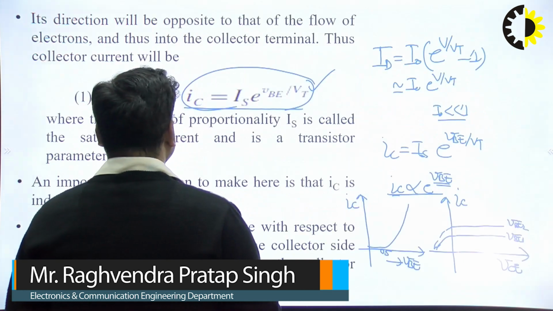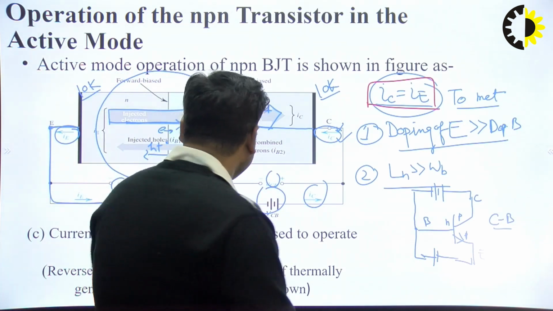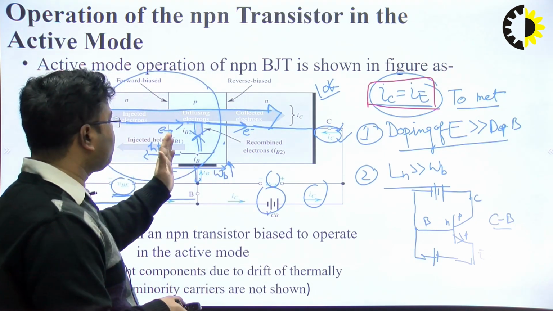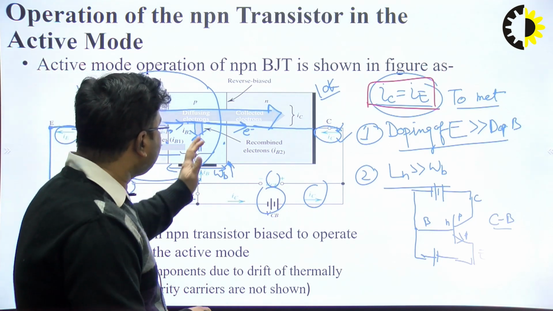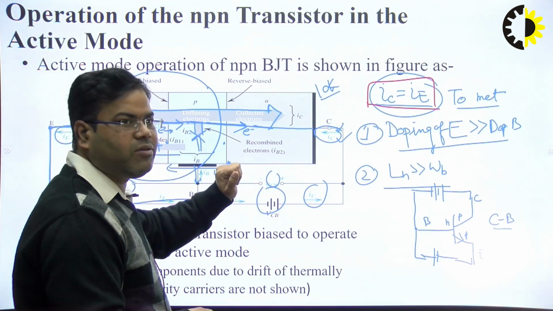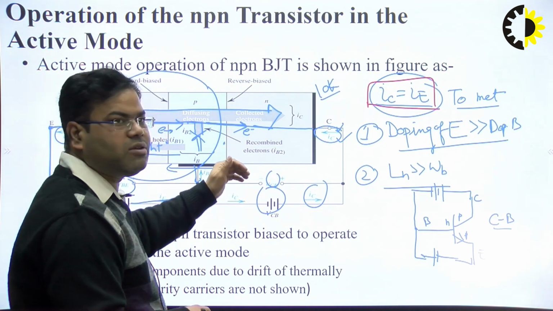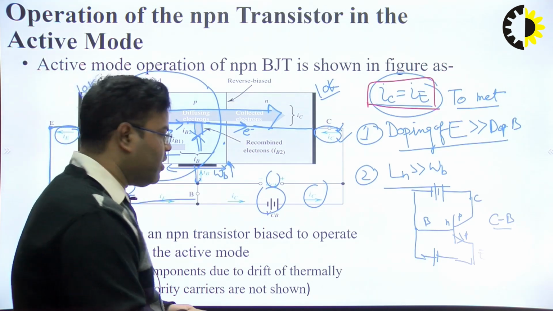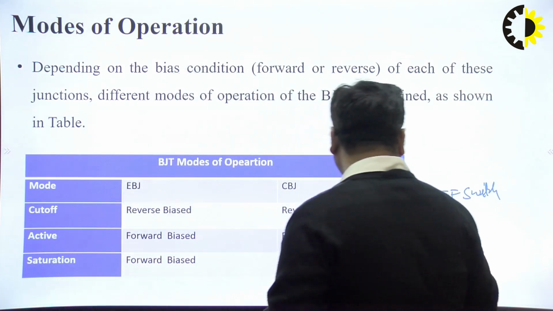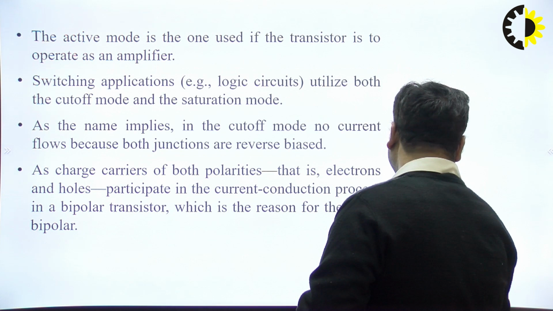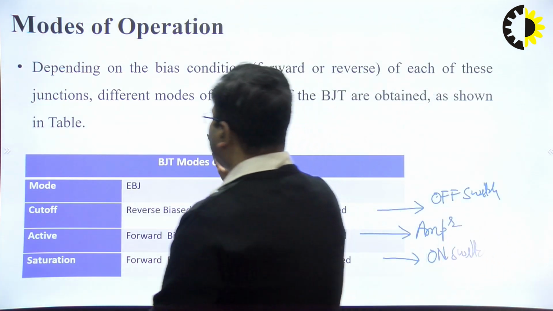In the previous lecture we discussed the operation of BJT in active mode, when the emitter base junction is forward biased, and the base and collector junction is made reverse biased. So, we discussed the active mode of operation, in which we can use the transistor as an amplifier.